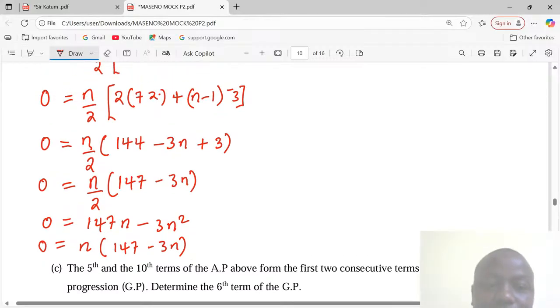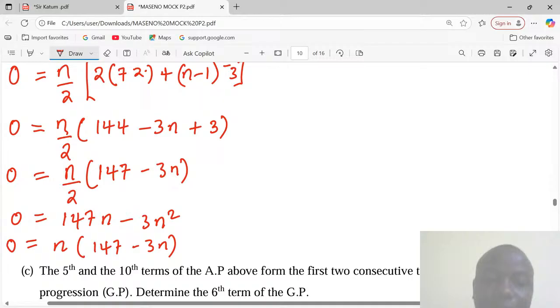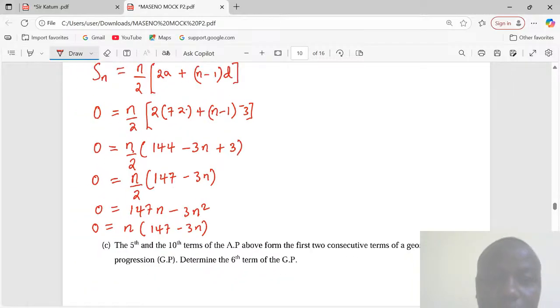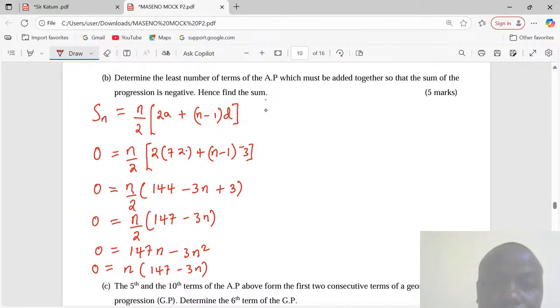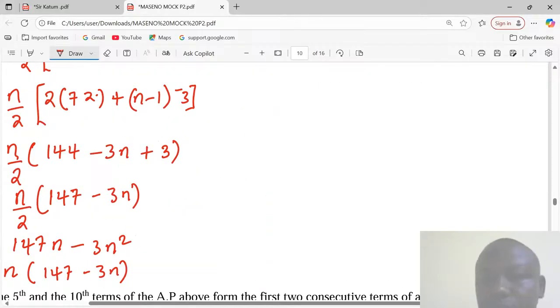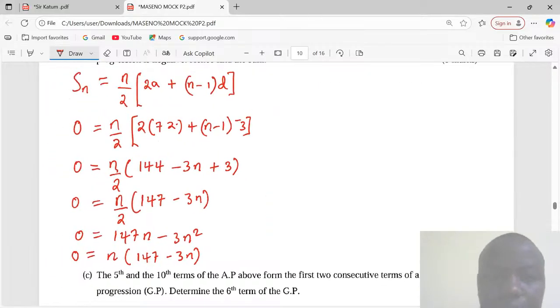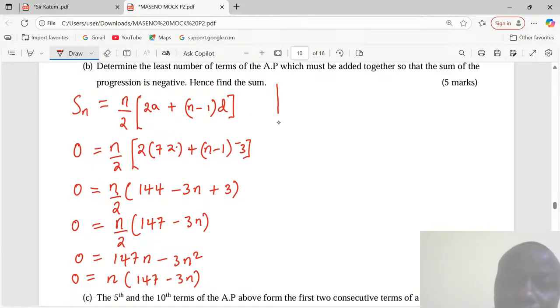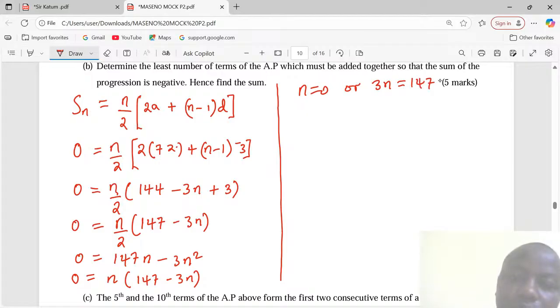Let's now find out the value of n. n is equal to 0, or 3n equal to 147. The value of n shall be, we take 147 over 3. I'm getting 49. In case we add the first 49 terms, look at this interpretation now.